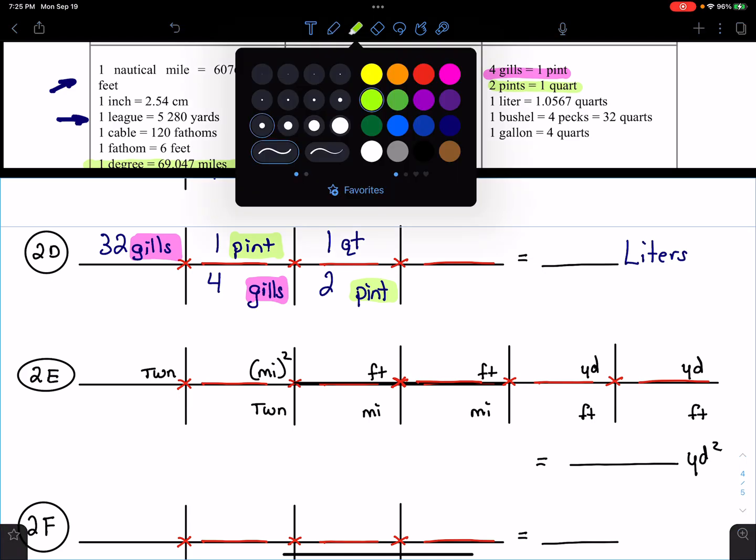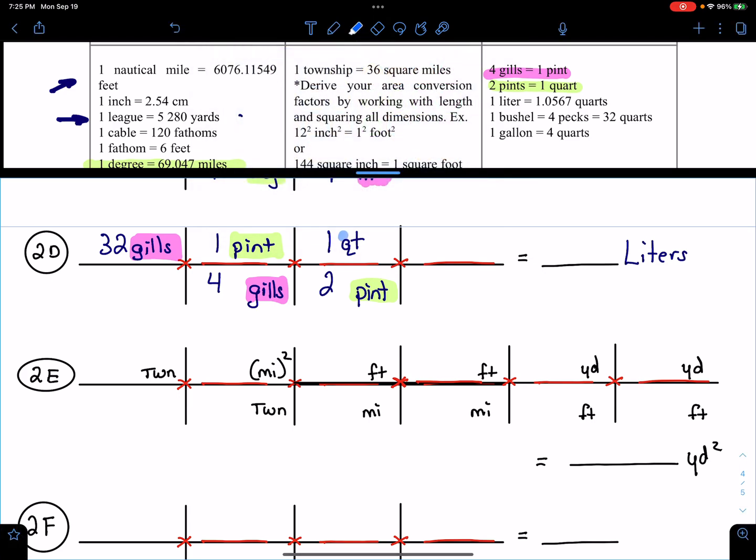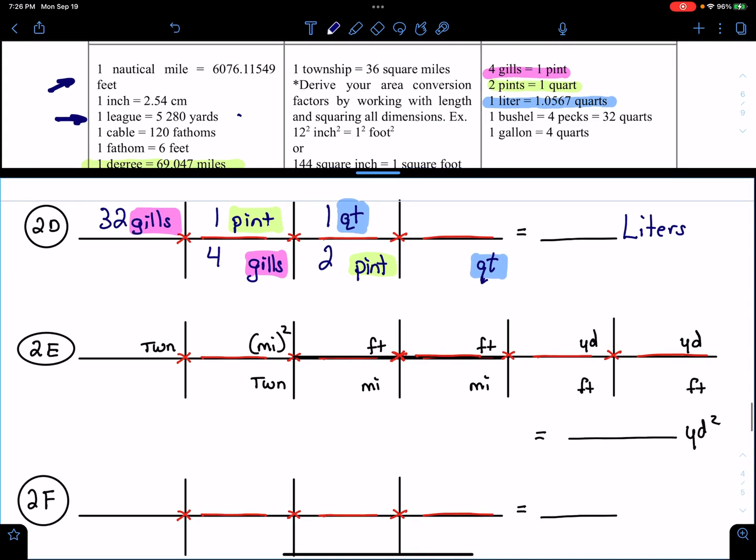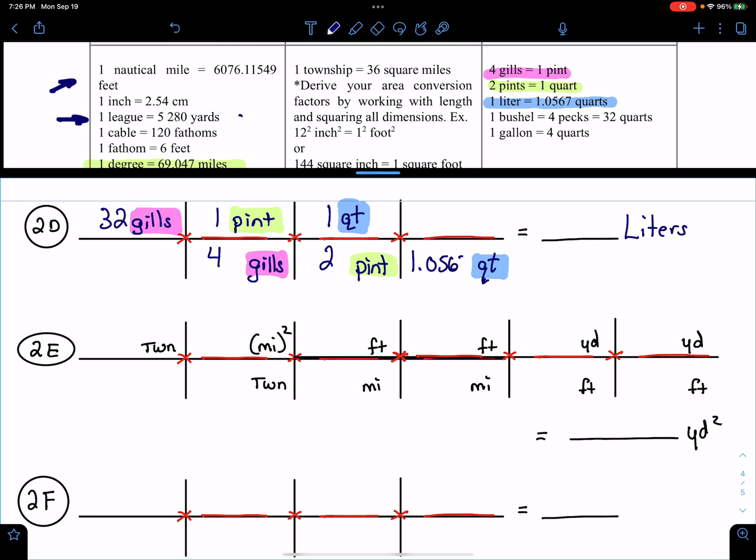Not QD, QT. There's no such thing as a cute thing in science. I don't know, maybe homework. Homework is cute. Oh, that's fun. All right, so you've got QT here. Now we're going to try to change quarts to liters. So what do we have? I've got liter here. I've got quarts there. That looks like a winner. So it says 1.0567 quarts is the equivalent of 1 liter, and you're all set.